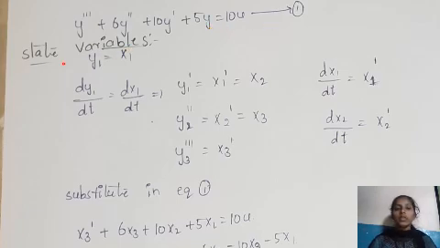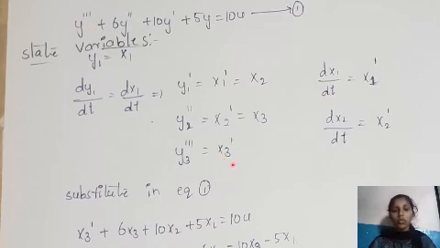State variables, we find out the state variables. y1 is equal to x1. If we differentiate this equation, dy1 by dt is equal to dx1 by dt. So y1 dash is equal to x1 dash, that is equal to x2. If we differentiate x2, then that is equal to the x3 variable. x3 dash is the derivative of x3. Here there are only three differentials.